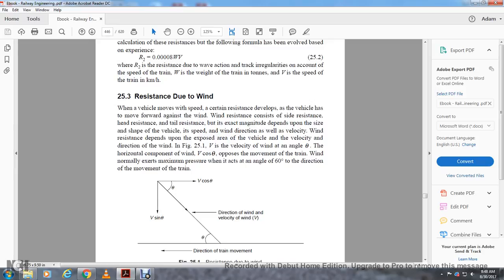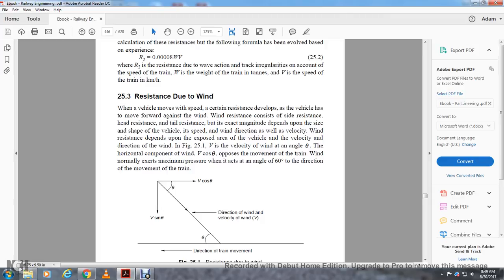Resistance due to wind. When the vehicle moves with speed, a certain resistance is developed, especially when the vehicle moves against the wind. Wind resistance consists of side resistance, head resistance, tail resistance, and the butt. The exact magnitude depends on the size and shape of the vehicle, the engine speed, the wind direction, and the wind velocity. Wind resistance depends on the exposed area of the vehicle, the velocity, and the direction of the wind.